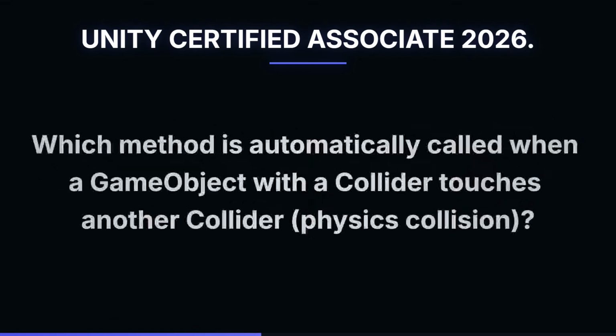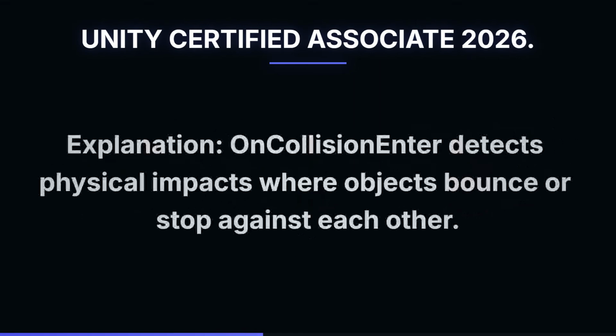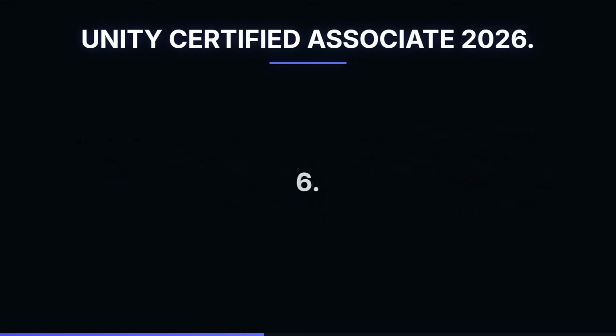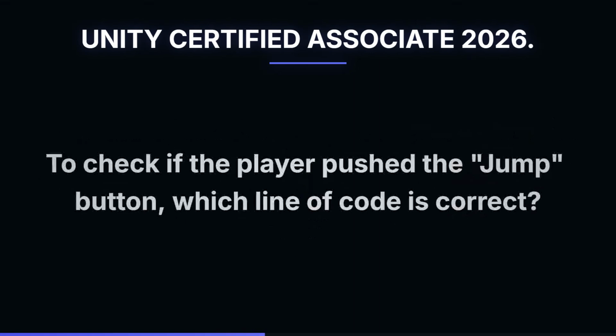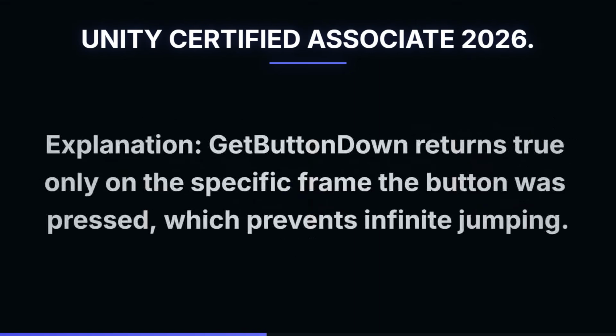5. Which method is automatically called when a game object with a collider touches another collider, a physics collision? Answer: OnCollisionEnter. Explanation: OnCollisionEnter detects physical impacts where objects bounce or stop against each other. 6. To check if the player pushed the jump button, which line of code is correct? Input.GetButtonDown("Jump"). Explanation: GetButtonDown returns true only on the specific frame the button was pressed, which prevents infinite jumping.